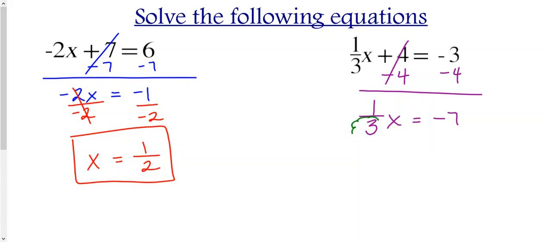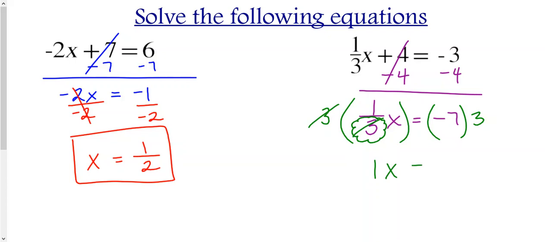Whatever this bottom number is, so in this case 3, that's what we're going to multiply each side by, because a fraction is just division. So to do the opposite, we have to multiply. So I'm going to multiply this side by 3, and then the other side by 3. What this does is it cancels out just the bottom of the fraction. So whatever number is on top, you still have. So we still have 1, x is equal to negative 7 times 3 is negative 21.